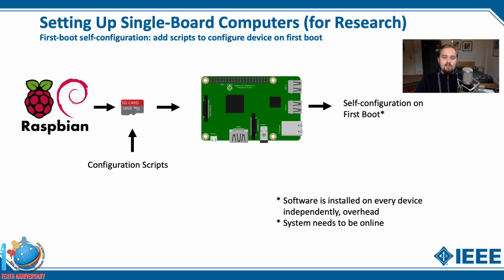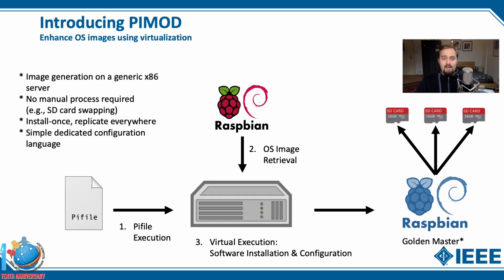And we think we can do a little better. Coming to PIMOD, which is the center of our work here. We try to enhance operating system images, the ones we've used before, like Raspbian, using virtualization. And the idea is to have one central configuration file called a Pi file, which is loaded and interpreted by our software and then executed in the respective order. So, for example, it retrieves an operating system, be it defined by a URL or even in the local file system, then executes parts in this operating system via virtualization. So you can install some software and configure the software just like you would on the real device, but it's running on a virtual host.